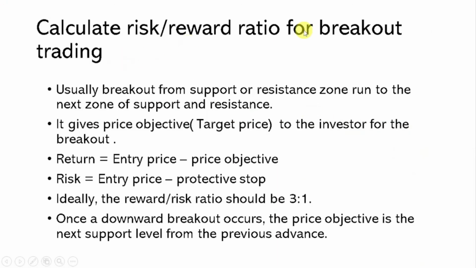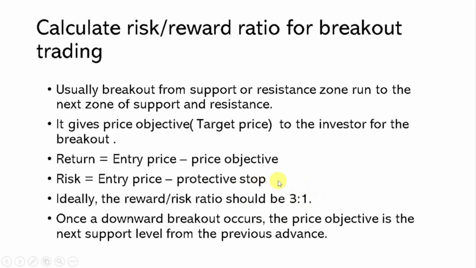Now let's talk about calculating risk to reward for breakout trading. So it's a no-brainer that our risk should be lower than our reward, and ideally our reward should be 3 times our risk, right? Let's say you are buying Bajaj Finance. If you take a stop loss of 200 rupees, then your minimum target should be 600 rupees. So if you lose 1 rupee, then you should be able to earn 3 rupees if you get it right.